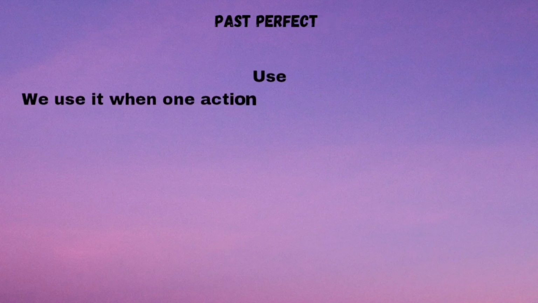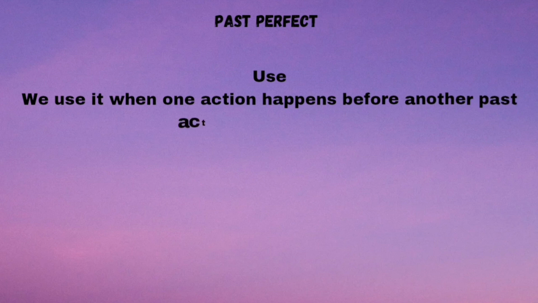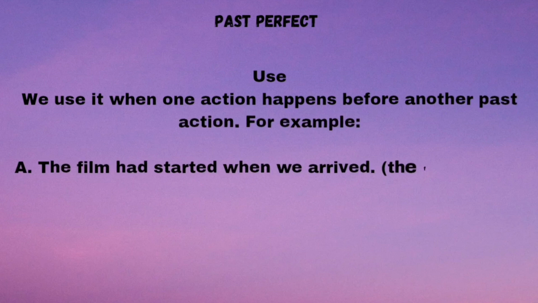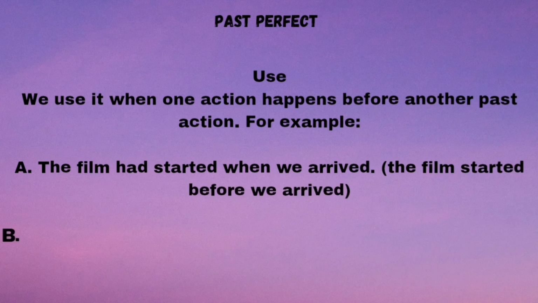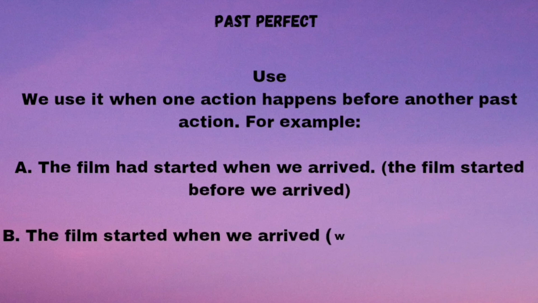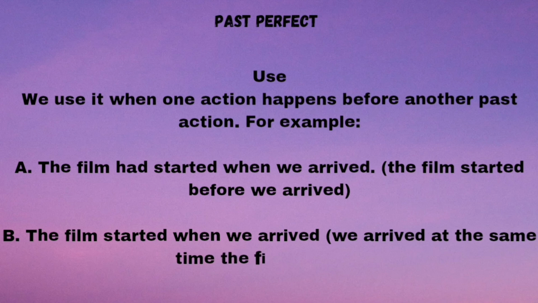Past perfect. The use. We use it when one action happens before another past action. For example, A. The film had started when we arrived. The film started before we arrived. B. The film started when we arrived. We arrived at the same time the film started.